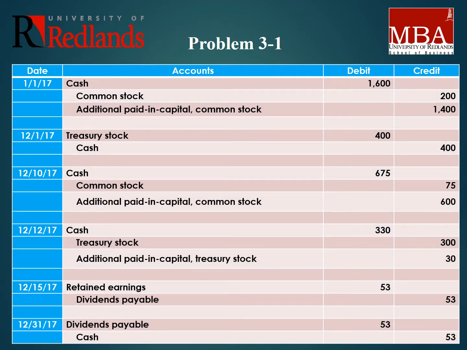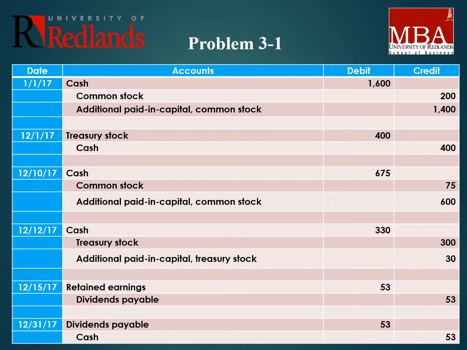On January 1st, we issued 200 shares to an investor for $8 per share. So we would debit cash for the 200 times 8, or 1,600. We would credit common stock for the par value, or $1, and the difference would go to additional paid-in capital on common stock of $1,400.